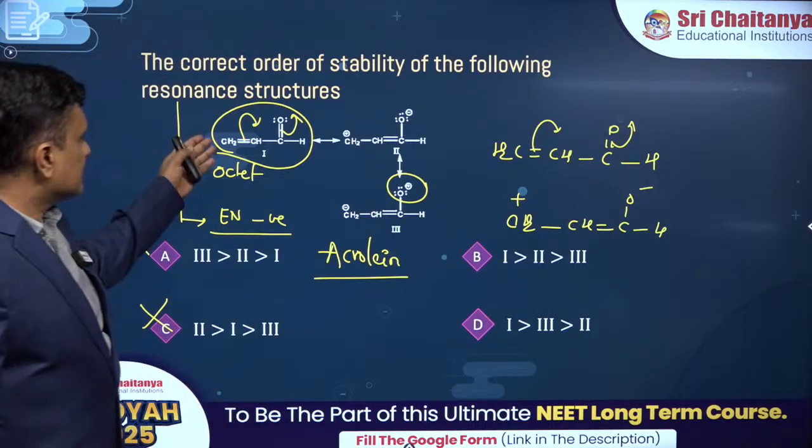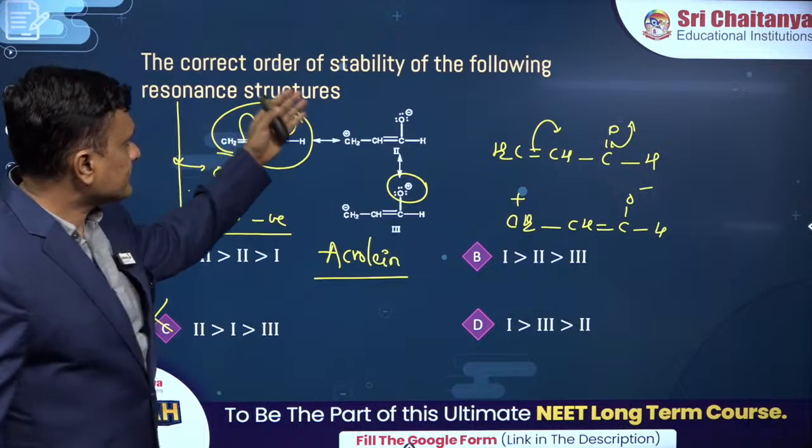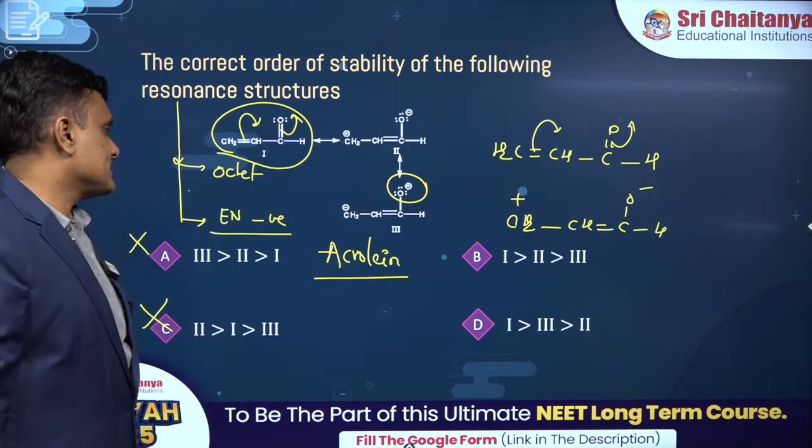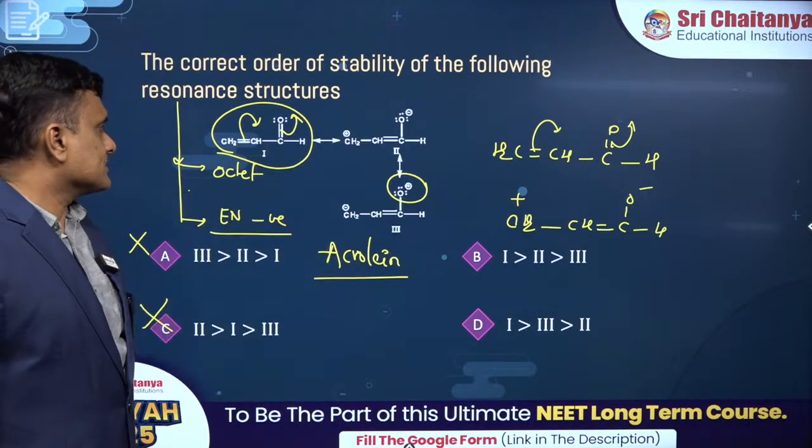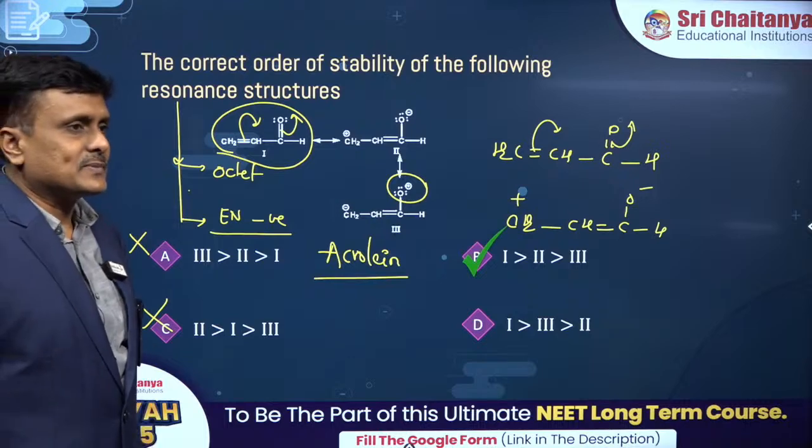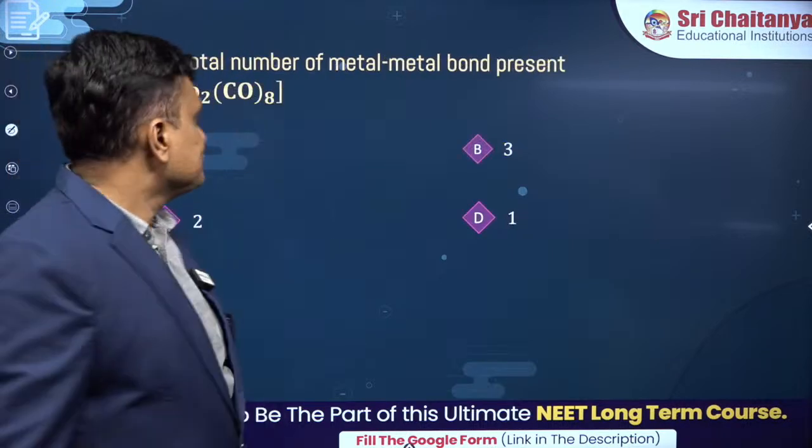So you can see where there are no charges is one. Then comes oxygen with the negative charge, right? Electronegative with negative charge. Looks to be that is present in, yes, you are right, B.